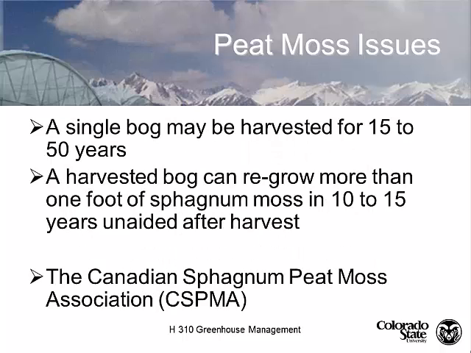They harvest a bog in Canada, and that's where I have most of my experience, for about 15 to 50 years, depending how deep it is. After you've harvested a bog, it can grow 1 foot of sphagnum moss in about 10 to 15 years. So it is a somewhat renewable resource, and it's managed by the Canadian Sphagnum Peat Moss Association.